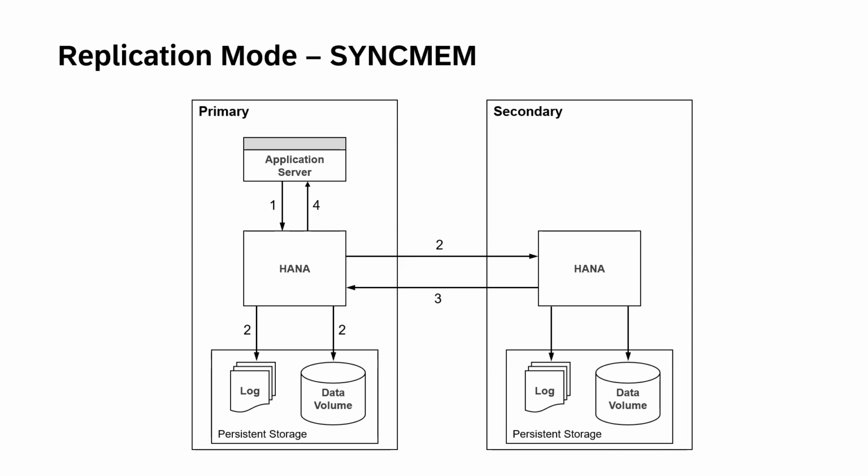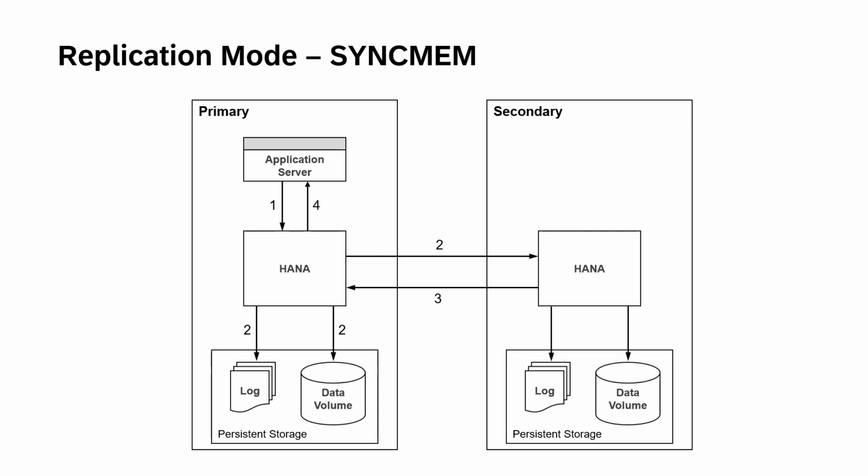So this is the second method, synchronous memory. As soon as the change data is received in the memory of the secondary system, it returns the acknowledgement saying that it received the data. This is a little faster than the first method, the sync method, because in the first method it has to wait until all the data has been written to the persistent storage of the secondary system. Here it doesn't wait to write all the data to persistent storage, but as soon as it receives the data, it sends back an acknowledgement. And as soon as the primary receives that acknowledgement from the secondary, it sends the acknowledgement to the application server that the data has been written or saved. Is this clear?